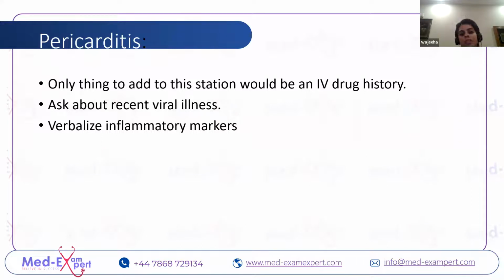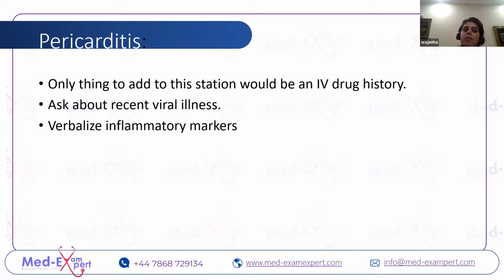So again, the pericarditis station will begin normally as the ACS station begins. Apply Socrates to the pain, rule out life-threatening DDs. Now, normally in pericarditis, the patient is having chest pain, but the chest pain gets better on bending forward and is worse on lying down, right? So this is the biggest hint the patient will give you.